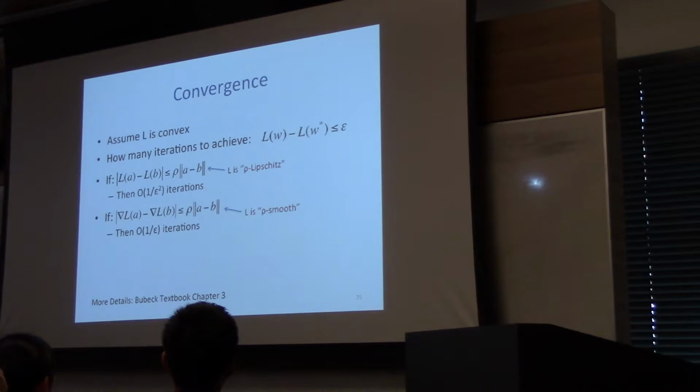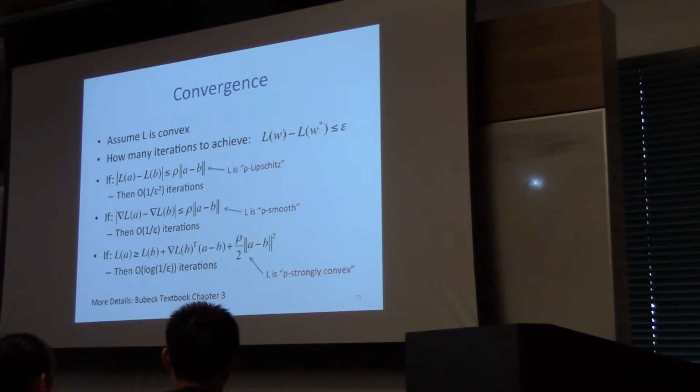If the loss function is called rho smooth, where the gradient of the loss function is rho Lipschitz, then you can converge in order 1 over epsilon iterations. And if the function is what's known as strongly convex, which intuitively means it's lower bounded by a quadratic, then you converge in log of 1 over epsilon iterations. Recall that you want epsilon to be as small as possible, right? I want to converge to within 0.0001 of the optimal solution. Then 1 over epsilon squared is much bigger than 1 over epsilon, which is much bigger than log of 1 over epsilon.